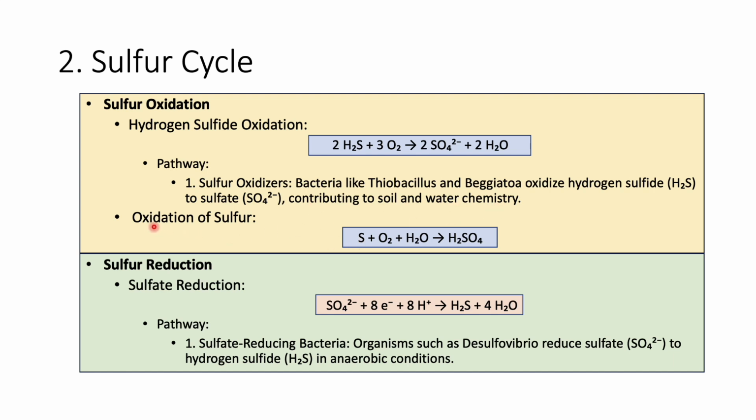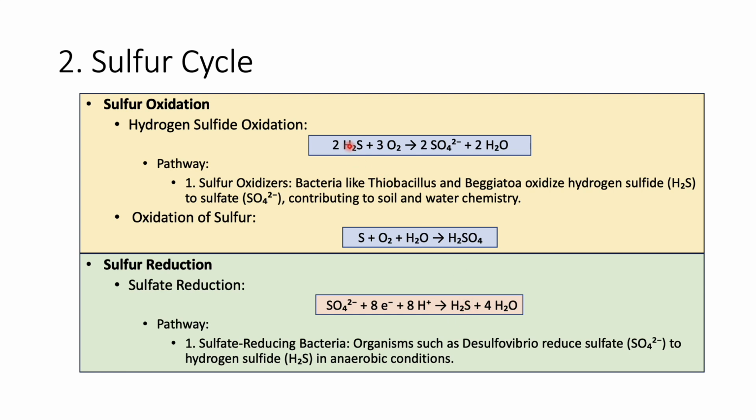So the next is the oxidation of sulfur. The sulfur reacts with oxygen in the presence of water to give sulfuric acid. And finally, the sulfate which is formed in the first reaction undergoes reduction. So the sulfate reduction reaction is given here, which again produces the hydrogen sulfide.